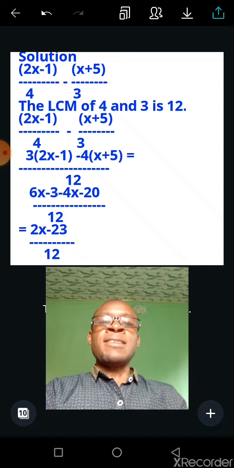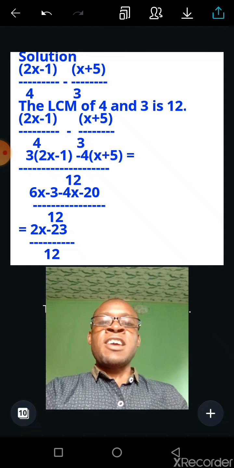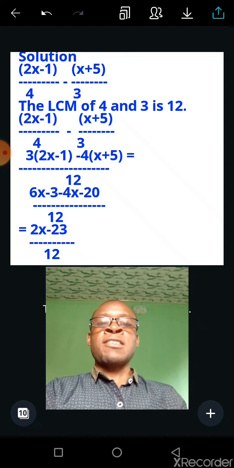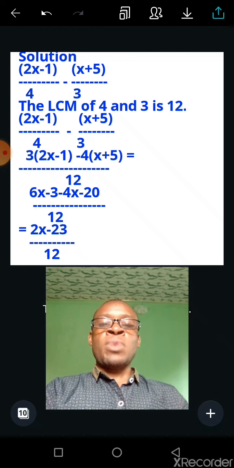Then we will now collect like terms. We have 2x minus 23. That is 6x minus 4x will give us 2x, and minus 3 minus 20 will give us minus 23, divided by 12. So we now have 2x minus 23 all over 12.